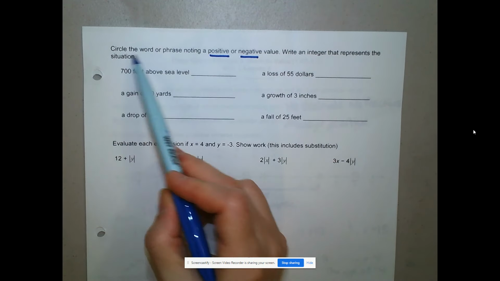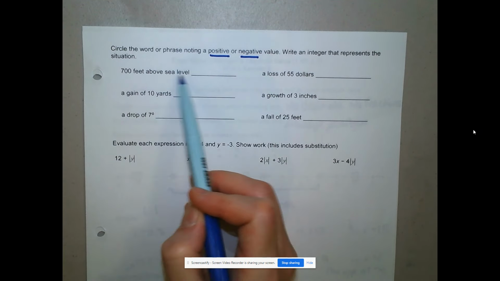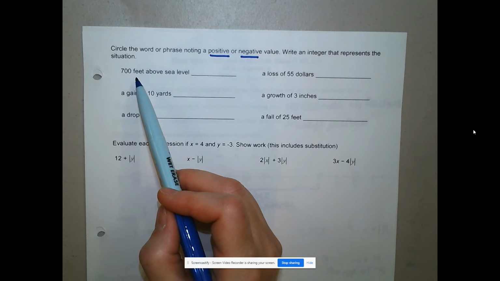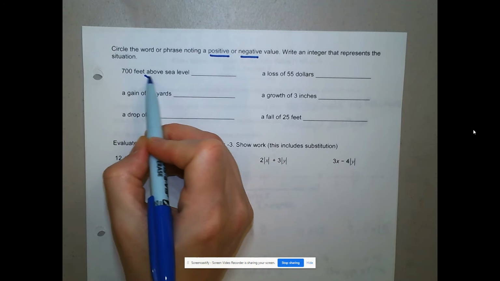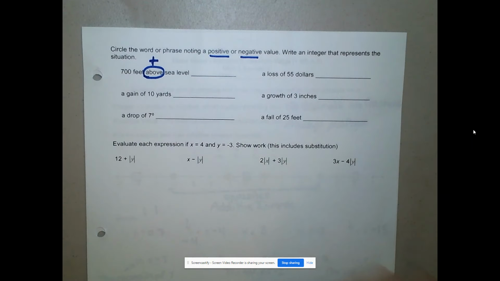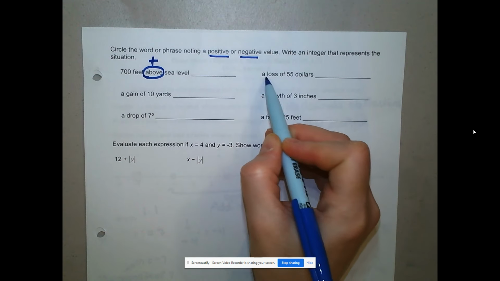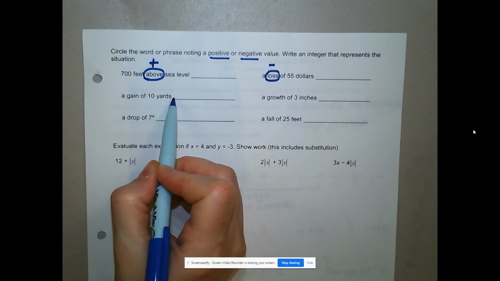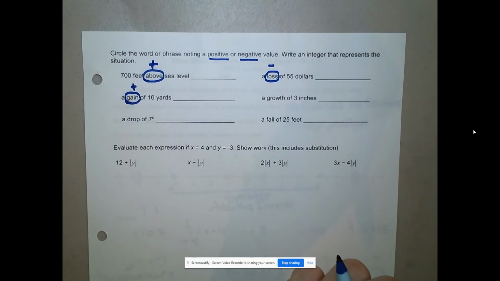Okay, so let's start with circle the word or phrase noting a positive or negative value. 700 feet above sea level. Only one of those words has to do with something being positive or negative. Feet, that's neutral. Sea level is actually worth 0, but when we talk about above sea level, that tells us that something is positive. A loss of $55, the word loss tells us that this is a negative value. A gain of 10 yards, the word gain tells us that the 10 yards is a positive thing.